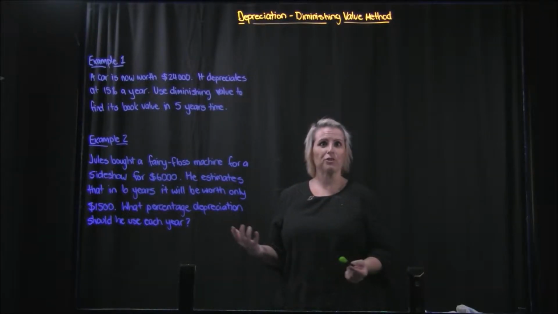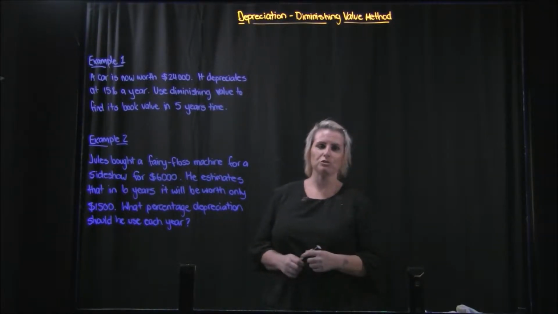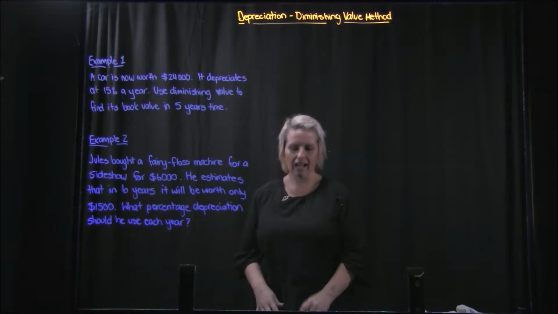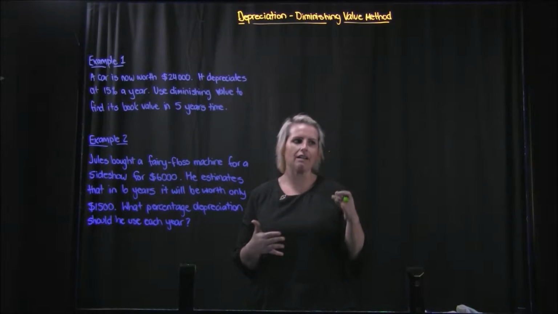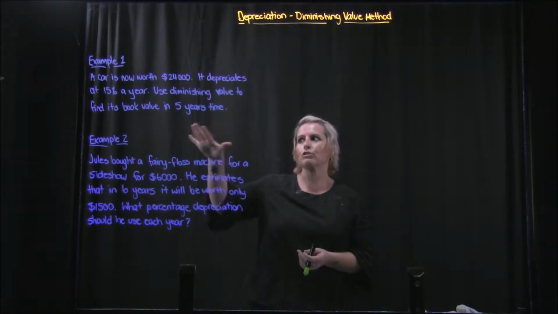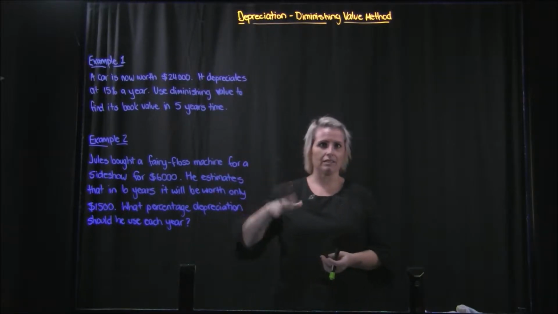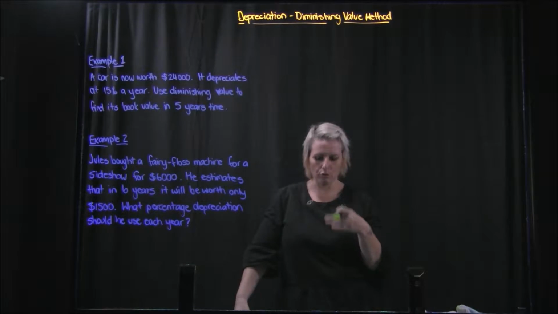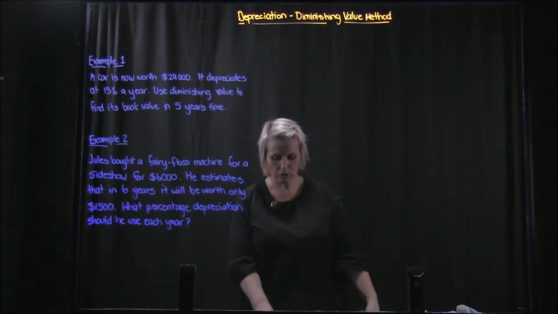All right, so now we're on to depreciation, the diminishing value method. What you need to know about the diminishing value method is, unlike the straight line method, it doesn't go down each year by the same amount of money. It loses value at a percentage rate. Each time it'll be a percentage of the value of that year that it has fallen to.